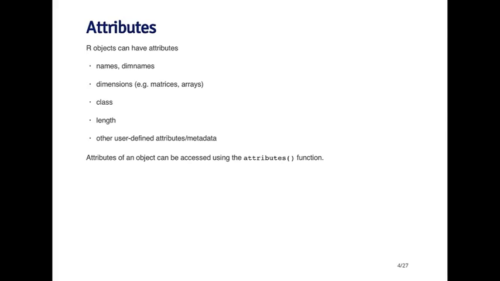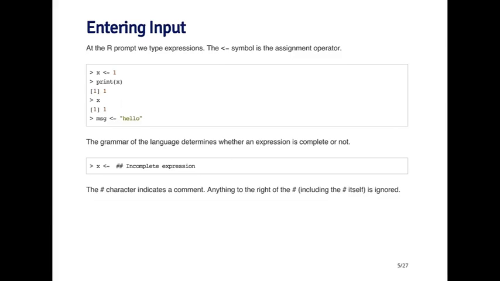Every object also has a length. For a vector, it's quite simple: the length of the object is just the number of elements in the vector. And then there may be other user-defined attributes or metadata, things that you can define separately for an object using various attribute functions. There is a general function called attributes, which allows you to set or modify the attributes for an R object. Once we start typing things into the R prompt, we're going to start coding and doing calculation. The things that we type into the R prompt are called expressions.